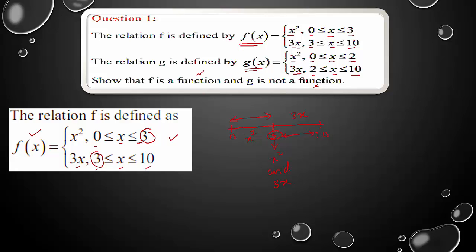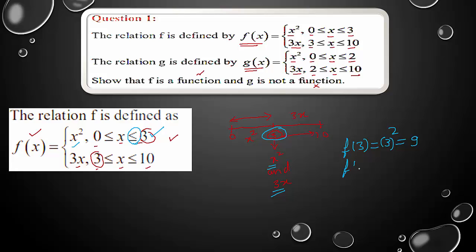So we have to identify our f of x at 3. Clear? Because x square is also calculated at 3, and 3x is also calculated at 3. That means at x equal to 3, what is f of x? That means f of 3 equal to, see here, in the first function, your f of x is x square. So I will use 3 square and it will be equal to 9.